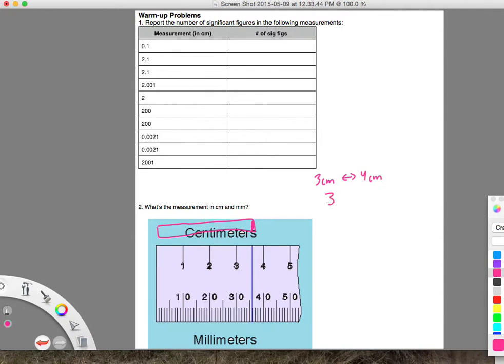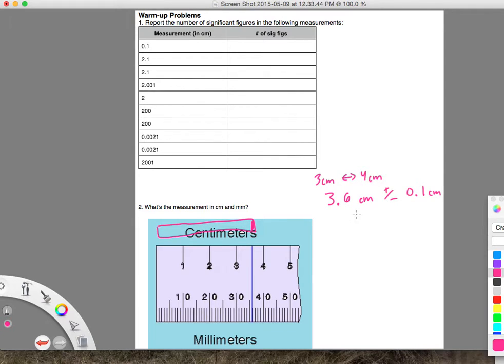We have to say at least it's achieved 3. But now we estimate the last digit. We say, looking at that, it's a little past 3.5. I would say 3.6 centimeters. And we give ourselves a large margin of error here. We say, okay, it's 3.6, and that last digit, it's plus or minus one of those last digits when we're reading this measurement here.